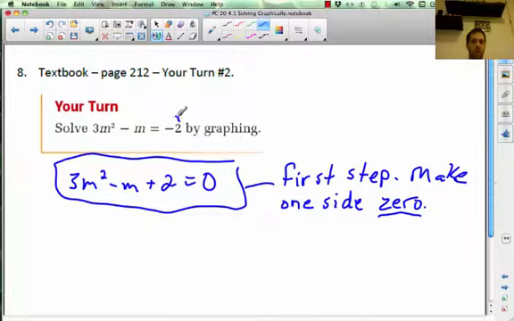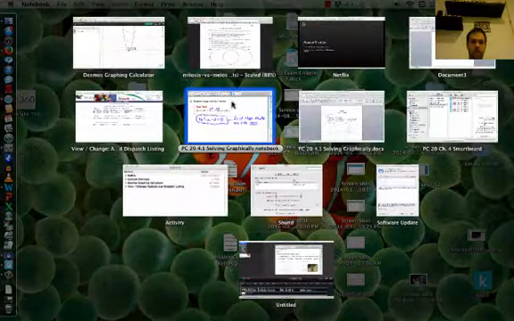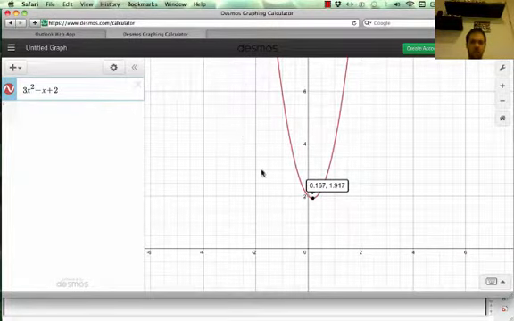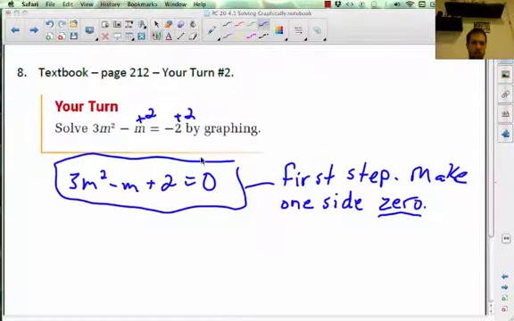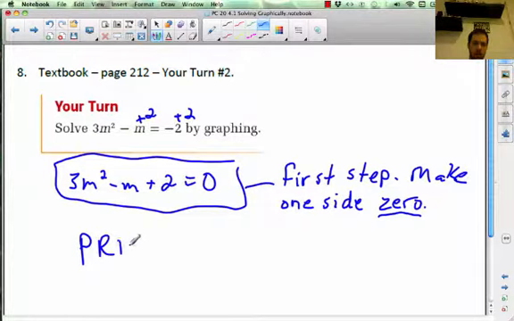Okay, so your first step is to add 2 to both sides. Making one side 0 is always the most important step of solving a quadratic, because we are solving for the zeros of the function. And if you graph this on your graphing calculator or on Desmos, you'll find that it actually never crosses the x-axis. There are no x-intercepts, and therefore this quadratic equation is considered prime. There are no m values that will make this statement true.